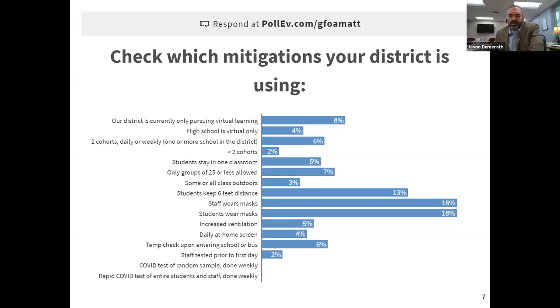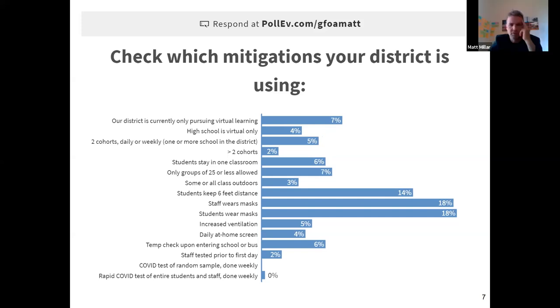Yeah, I think you see there the mask wearing and those things that's pretty typical now. And gladly, we haven't had any issues with staff or students wearing masks. A lot of my colleagues haven't either. Now, it's interesting, we're seeing what look like low numbers here. So I'm guessing that we might have launched a poll where you could only check one.